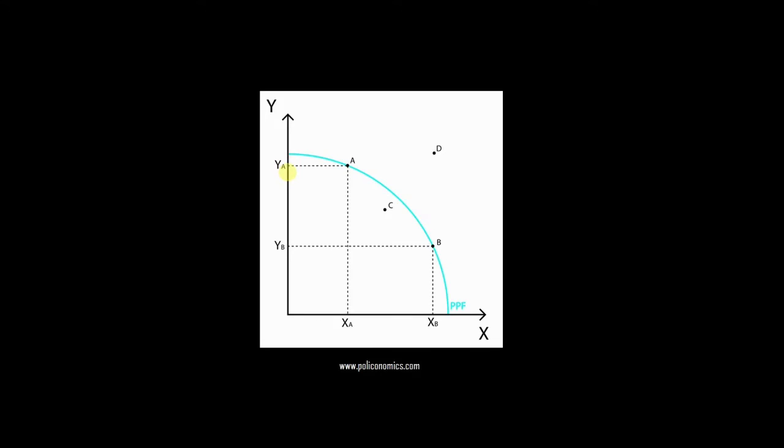And essentially the point of this graph is to show how much of one item you could produce over another, with the amount of resources you have due to scarcity. And that is about it.